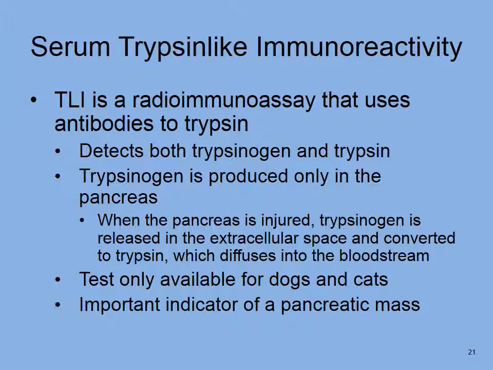So TLI is a radioimmunoassay that uses antibodies to trypsin. Don't worry so much about that, but it detects trypsinogen and trypsin. This is important because trypsinogen is produced only in the pancreas. So this is a pancreas-specific test. When the pancreas is injured, trypsinogen is released in the extracellular space and converted to trypsin, and that gets into the bloodstream. So really a great test to be specific to the pancreas. It's only available for dogs and cats though, and we can actually use it to look for pancreatic cancer.